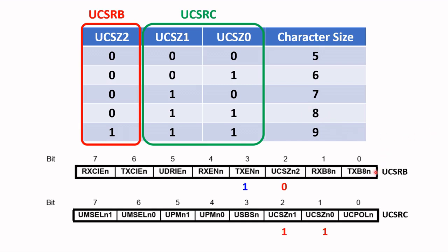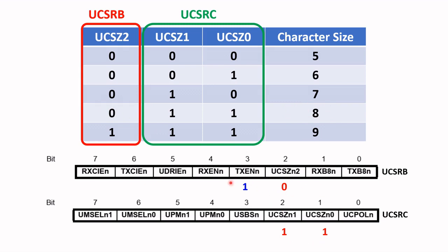Now, what I've done here is put up the two registers, the UCSRB and the UCSRC. In UCSRC, if we are doing a character size of 8, these two bits have to be a 1. And this bit here, UCSZ2, which is this one here, remember we're doing a character size of 8, so this has to be a 0. So this would be the combination.